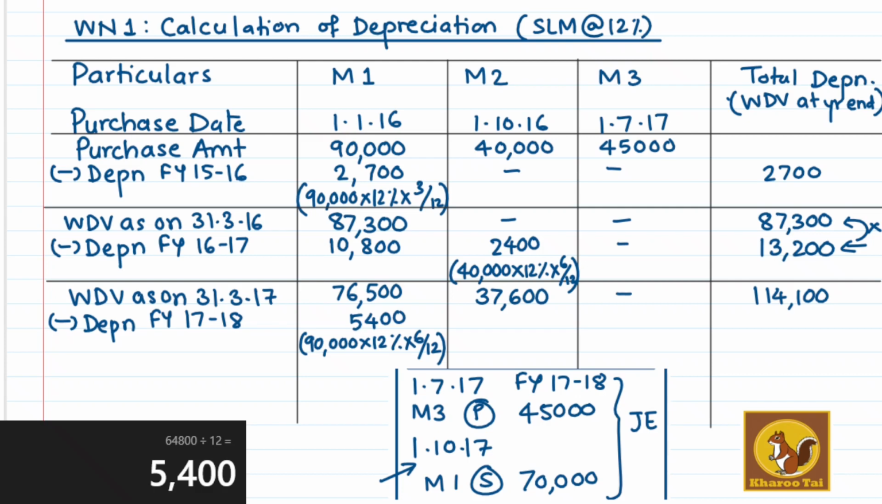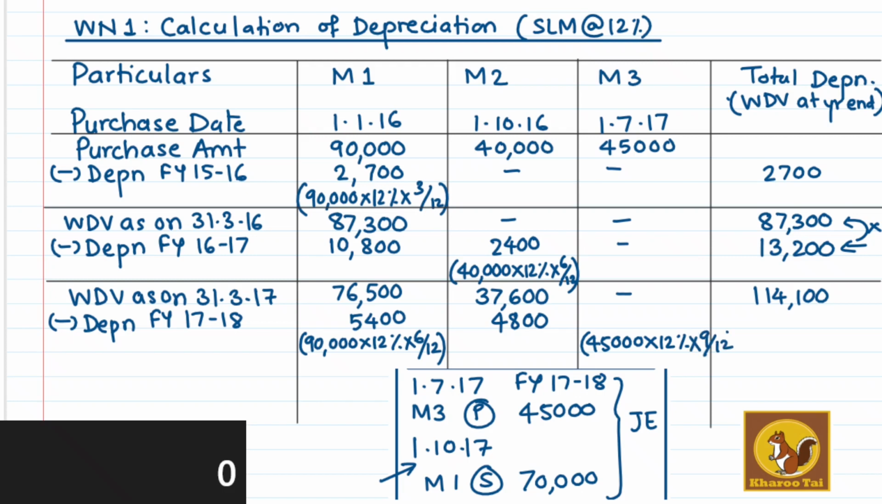Next machine is used for whole year. The calculation will be 40,000 into 12%. That is 4,800. And for third machine, it was purchased in between the year on 1st July. So we will have to work it out. 45,000 into 12%. For how many months it was in the business? It was in the business from July, August, September, October, November, December, Jan, Feb, March. That is for 9 months. So 9 divided by 12.